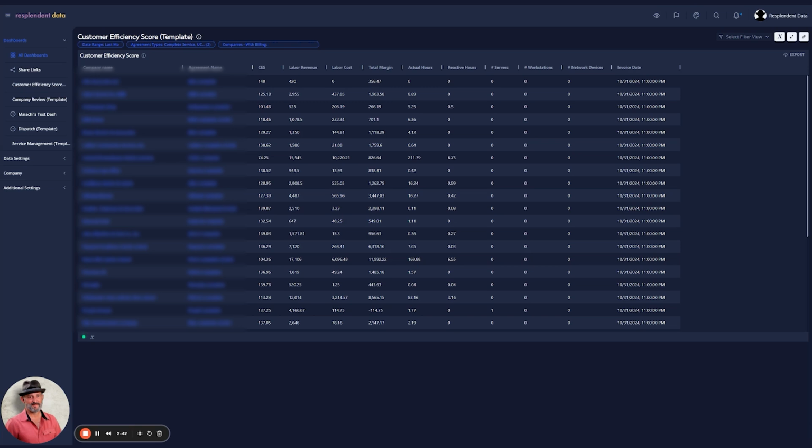And then our total hours spent against there, and then our reactive hours. And reactive hours is also defined in the data modifier, of what service boards would be, the time on those boards would be considered reactive. And then our number of servers, number of workstations, number of network devices, those can also be defined, what additions in the agreement are going to be defining your server, workstation, network devices, et cetera.